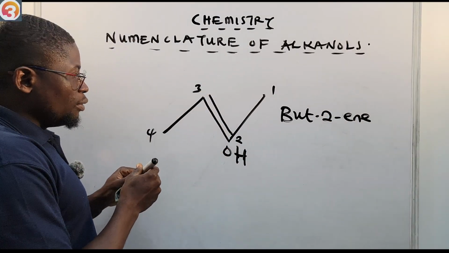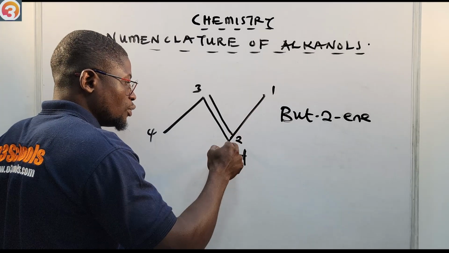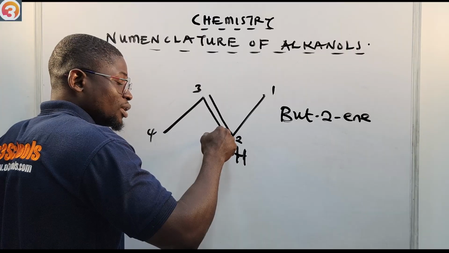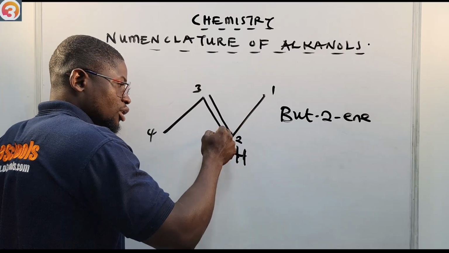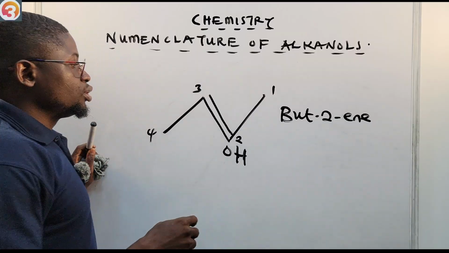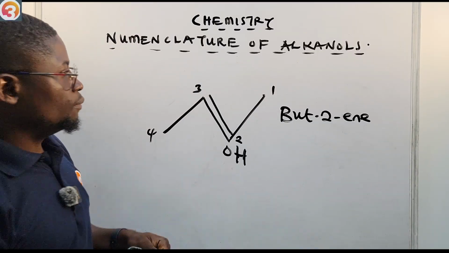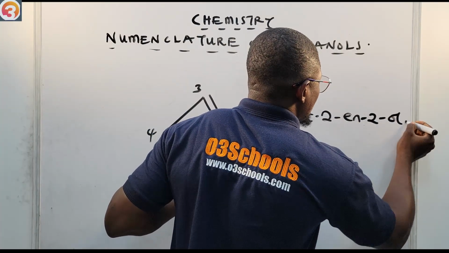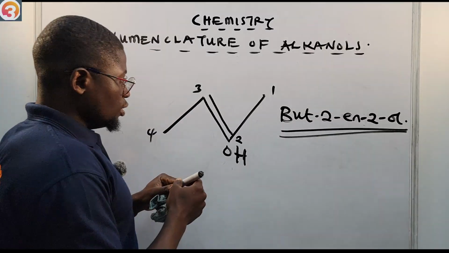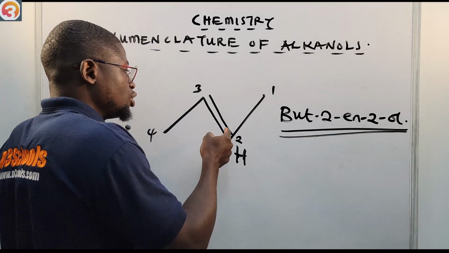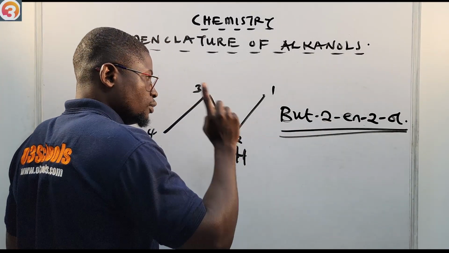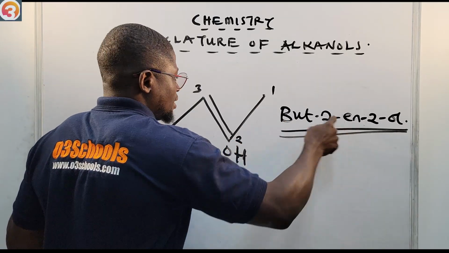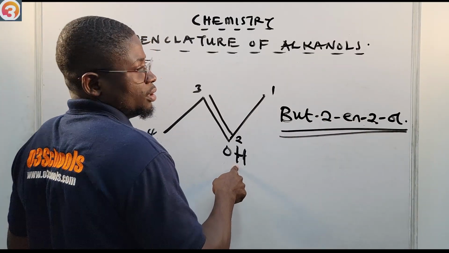The reason is that when you number, the double bond is on the second carbon. Look at this: 1, 2, you meet the double bond. That's why I say but-2-ene, then 2-ol. Simple as ABC. The positions of the double bond and the hydroxyl functional group have been represented, because there are 4 carbon atoms in this chain. That's but-2-ene, then 2 again, ol for the alcohol.